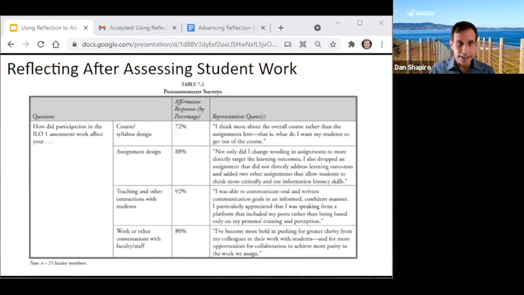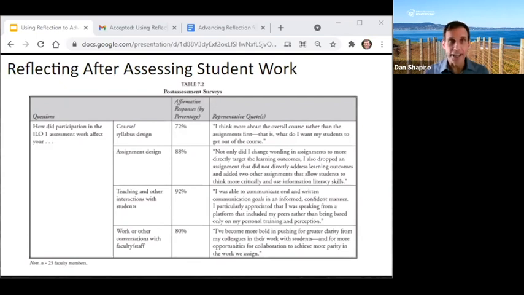All right, let me go to the other one, basically reflecting after assessing student work. Here, faculty were asked how participation in these assessment projects affected them. These were a little bit more focused. We asked specifically how it affected course and syllabus design, assignment design, teaching and other interactions with students, and work or other conversations with faculty and staff. Again, we got a high percentage of the faculty who, in the reflections, referred specifically to these things.